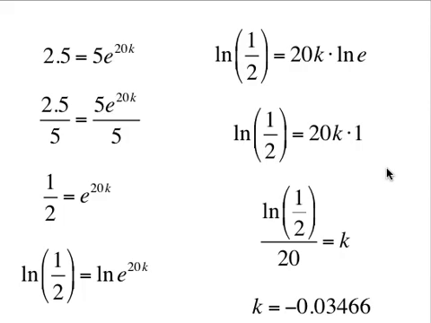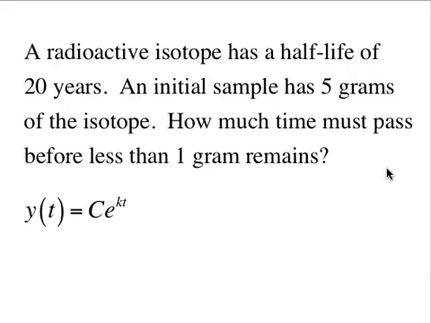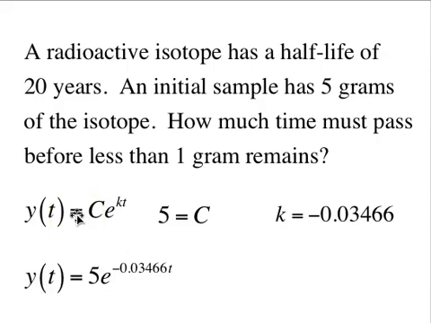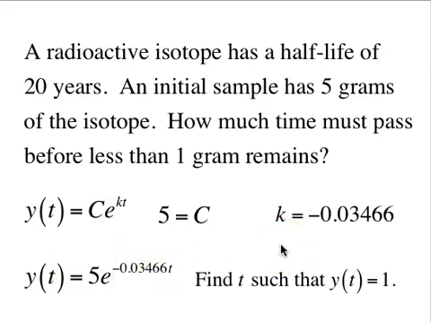The number of grams of the radioactive isotope I have is decreasing over time. Now, the question I asked is how much time must pass before less than 1 gram remains? Well, I know C and I know k. So plugging in C is 5 and k is negative 0.03466, you get y is c e to the kt, y is 5 e to the negative 0.03466 t. But I want to find t such that y of t is 1, and go a little bit beyond that, it would be less than 1.